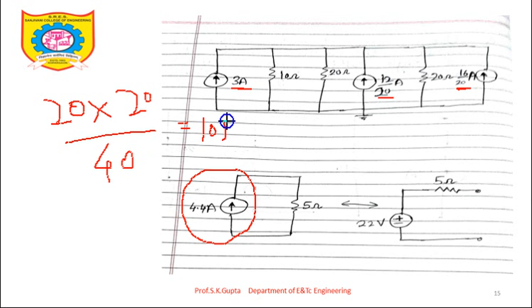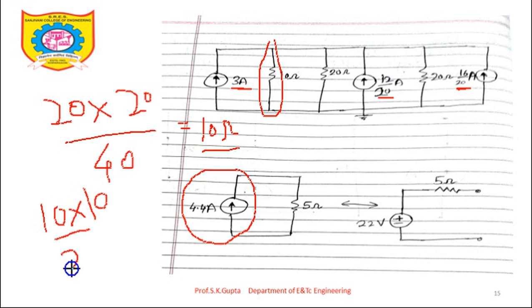So these two resistances are replaced by one single resistance of value 10 ohm. Now after that, this 10 ohm is parallel with this 10 ohm. So again I have to solve the parallel combination. So 10 into 10 divided by 10 plus 10. 10 plus 10 is 20. So 100 upon 20, 5 ohm.